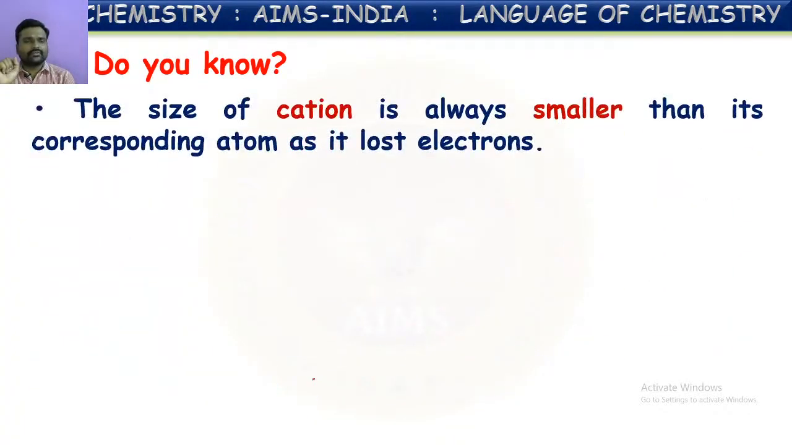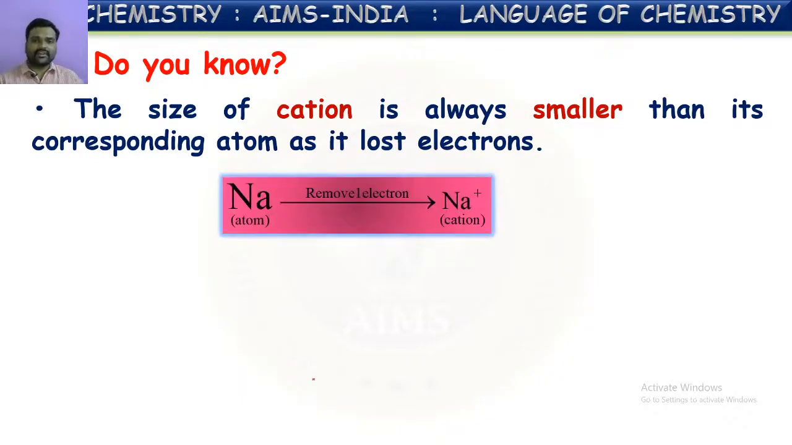So we can note one point here: the size of cation is always smaller than its corresponding atom as it lost electrons. For example, sodium atomic size is greater than the sodium ion's size, because sodium's atomic number is 11. It has 11 electrons revolving around its nucleus, as we know. But when it forms Na plus ion, it loses one electron. Number of electrons is reduced in Na plus, so size will be decreased.